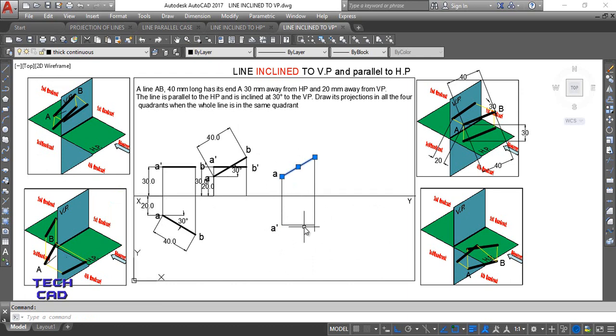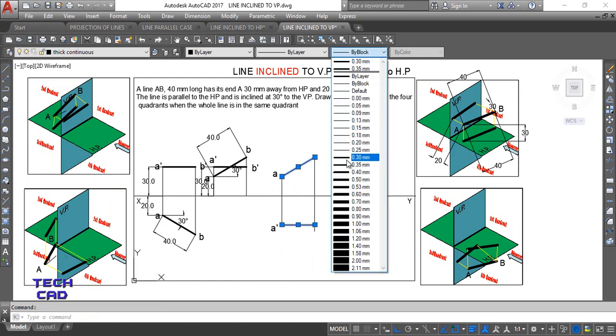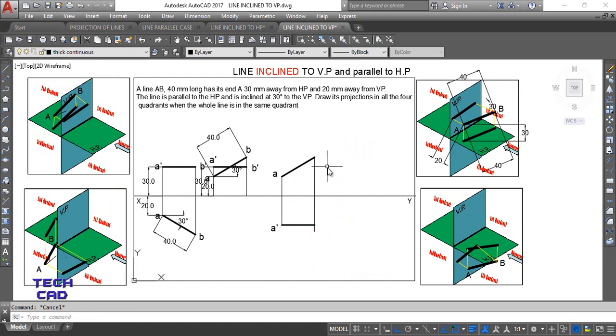Okay, so make these lines thick, so you know that this is AB and this is A dash B dash. Remove the unwanted portion with the help of the trim command like this. So this is done, and just use the copy command to complete my nomenclature. I'll copy this one and put it over here. Again use copy, this one, and put it over here.